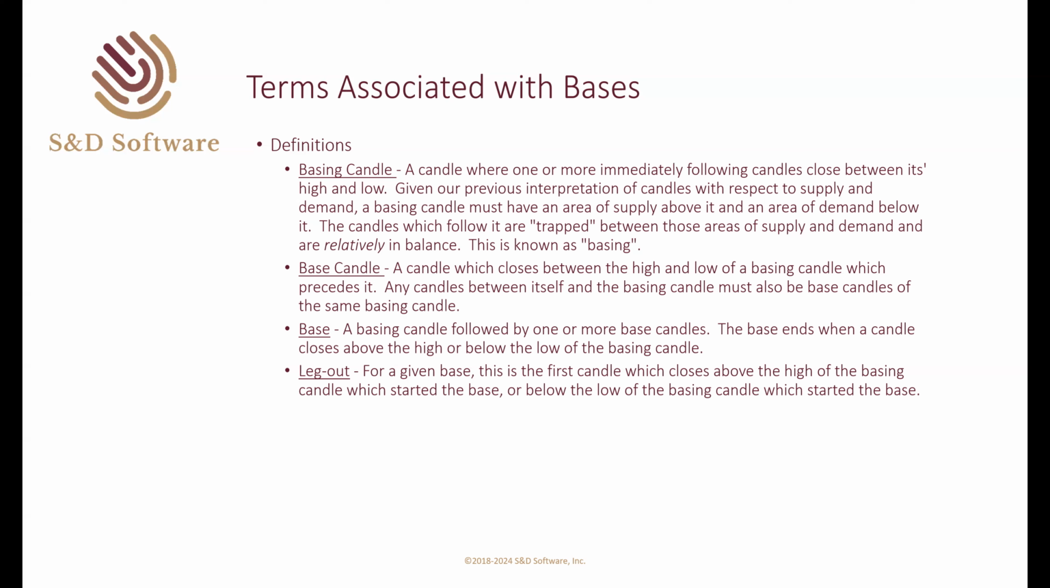Now, the candles that follow the basing candle are just referred to as a base candle. Their major criteria is that they close in the range of the basing candle. Together with the basing candle, they form the base that has price trapped. Now, the base ends with the first candle that closes outside of the range of the basing candle. That candle is known as the leg out.